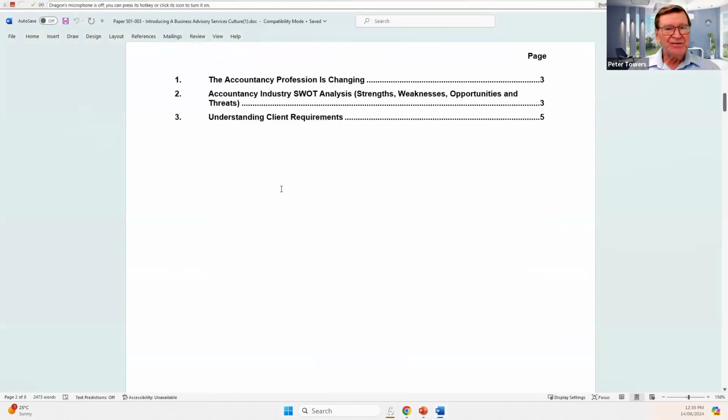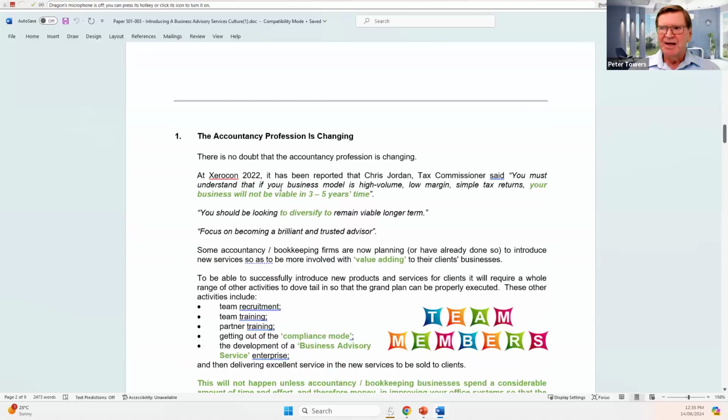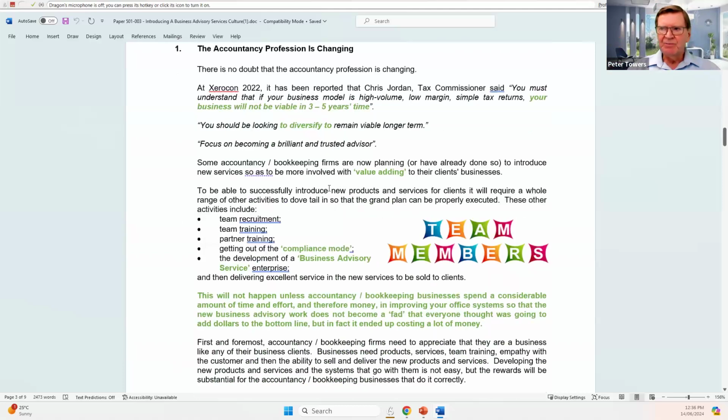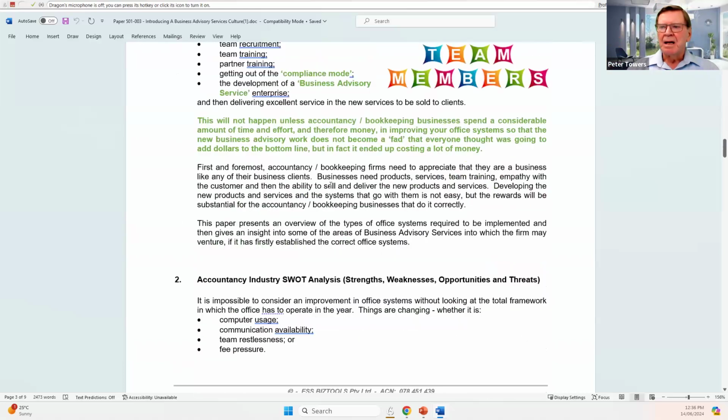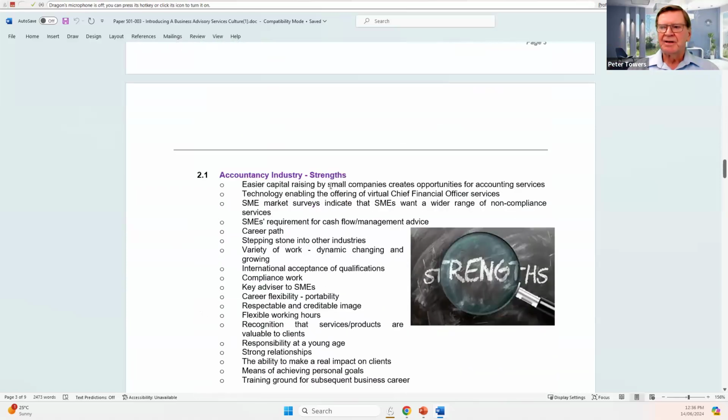The accounting profession is changing. I've used that same introduction now for about the last 20 years, but every year it changes, and every year we update it. But we're heading more and more into that advisory space. Again, we start off in this particular edition of what the tax commissioner had to say. So there's some ideas there that you might like to read and look at how your firm lines up.